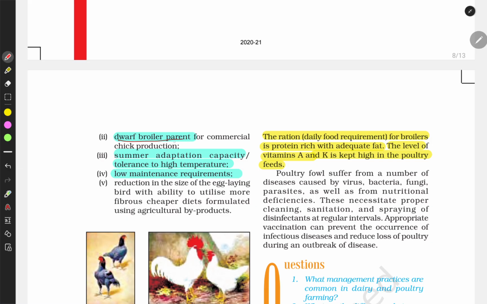Dwarf broiler parent for commercial production. Summer adaptation capacity should be there. They should not die due to excessive heat in the summers, and they should tolerate high temperature. Low maintenance should be required for them.